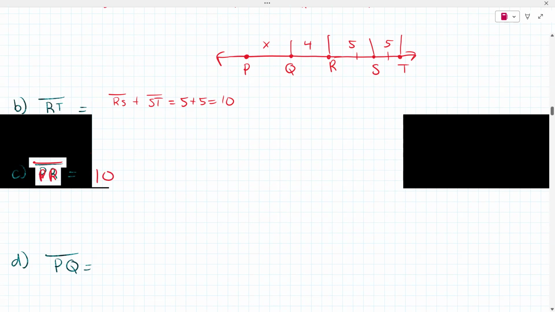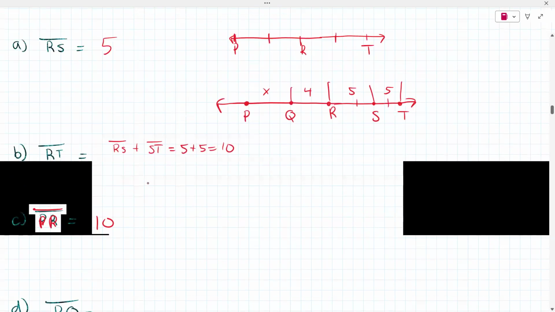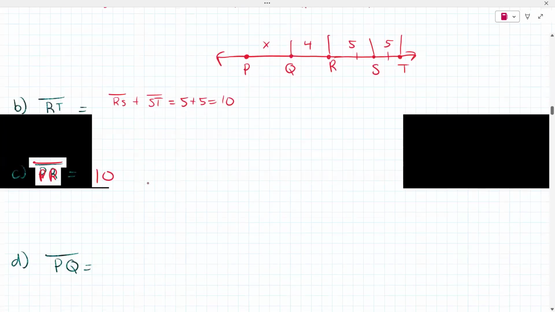Okay, what about the distance of PQ? Well, what do we know? We know that we don't know what the distance of PQ is. We'll call it X, but we know the distance of QR is 4.